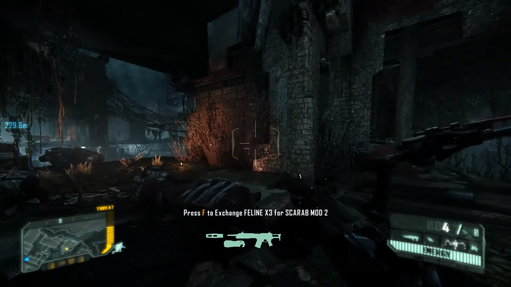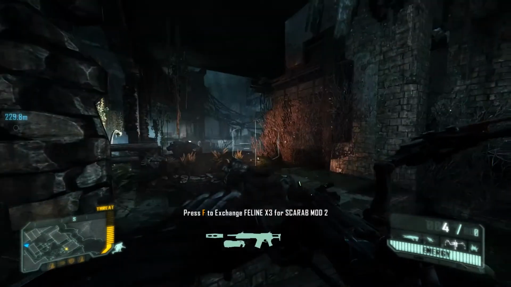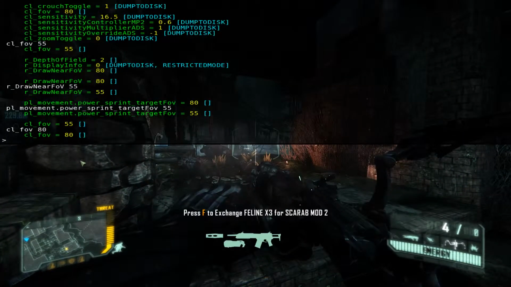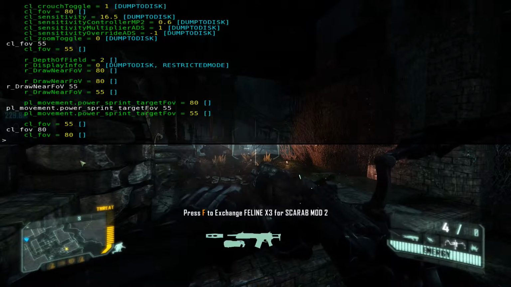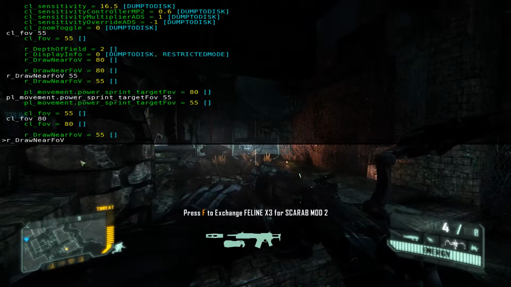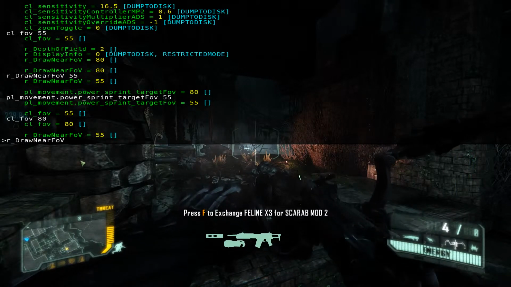And you see that's a massive change in my field of view right there. Now, as you notice, the gun model has stayed exactly the same size, so that's no good. So what you need then is R_draw_near_FOV. Stick that to 80 as well.